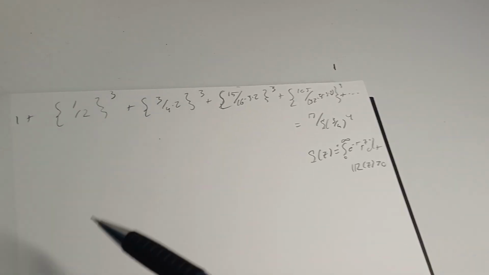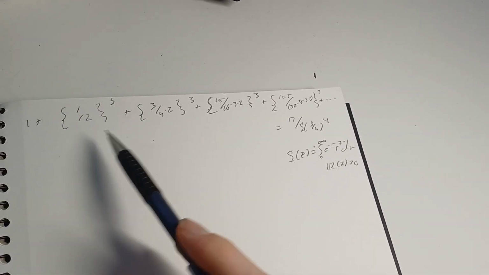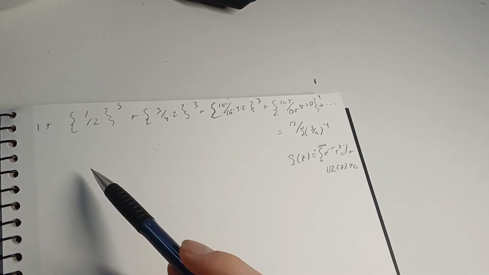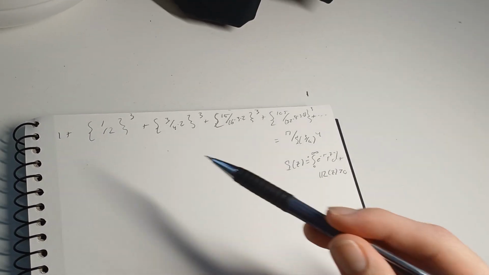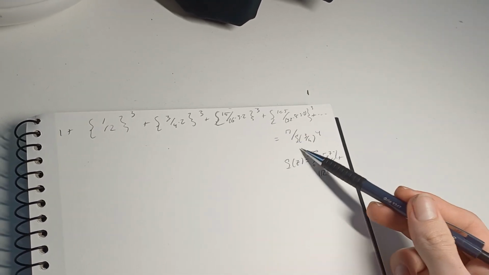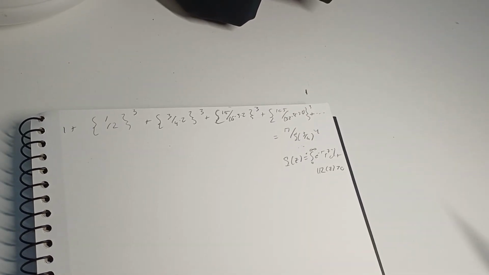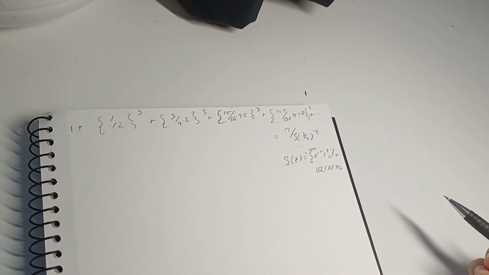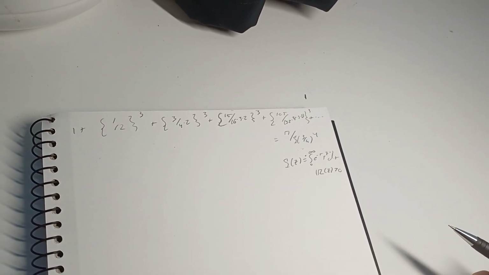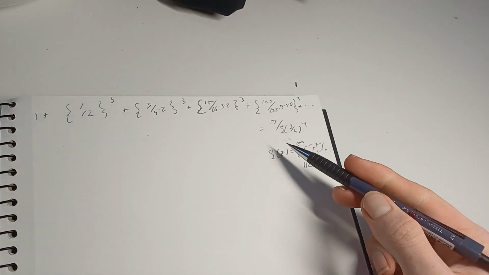Now, we're going to calculate the summation 1 plus (1/2) cubed plus (3/8) cubed, and so on. And it will be pi over gamma of 3/4, to the 4th power. And we'll use a lot of machinery to get the result.